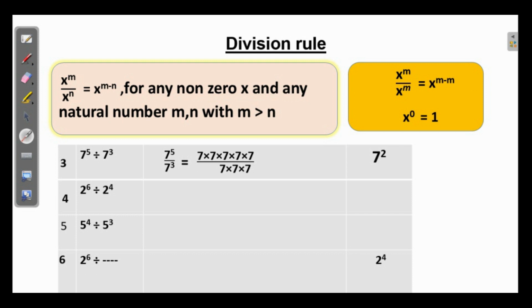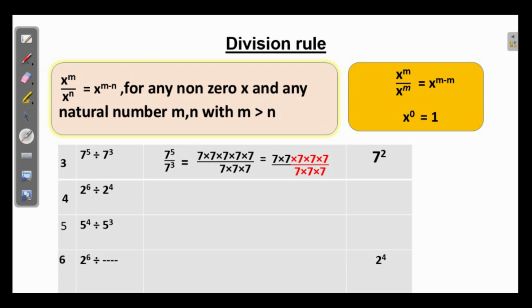In the place of x it is 7. So 7 raised to 5 minus 3, x raised to m minus n, which is equal to 5 minus 3 is 2. It is 7 square. That we can write. How does it come like this? To know that, we have written this step.